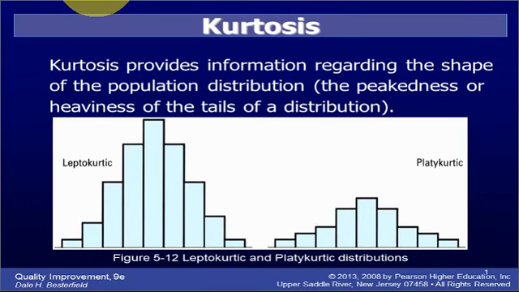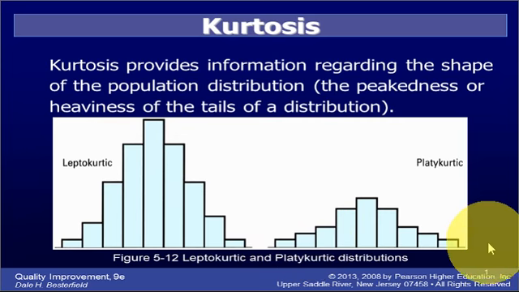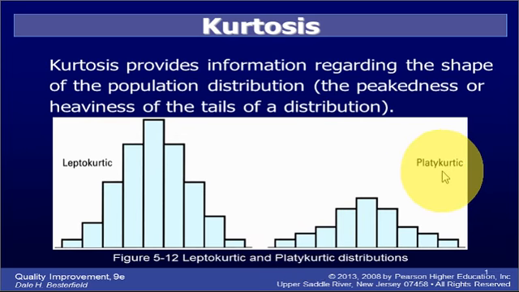Kurtosis provides information regarding the shape of the population distribution, and it is actually used as a non-dimension measure of the height of the peak in a distribution. So it describes the peakedness of the data. And on the left, this data is more peaked, so it is called leptokurtic. And on the right, this one is more flat, and this is called platykurtic.